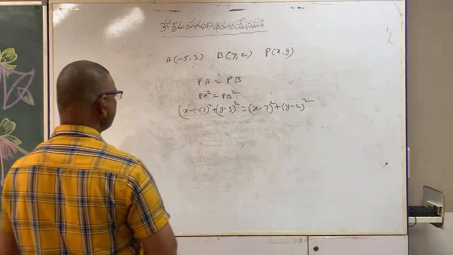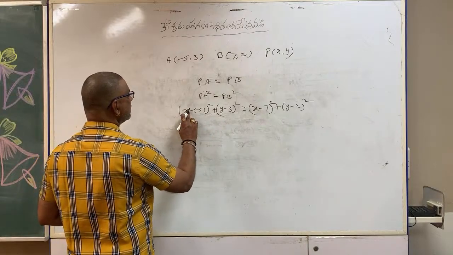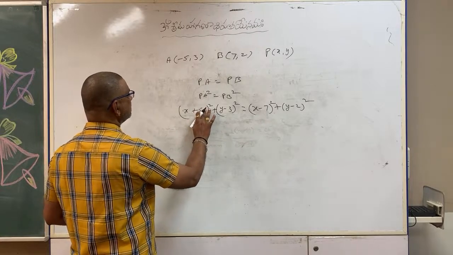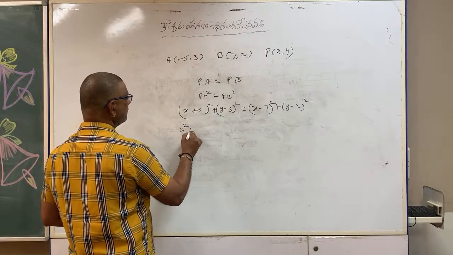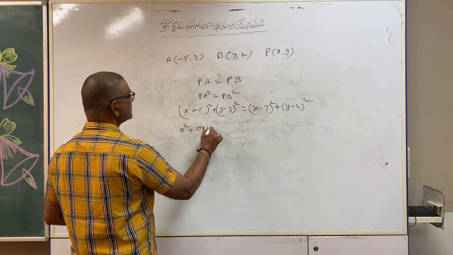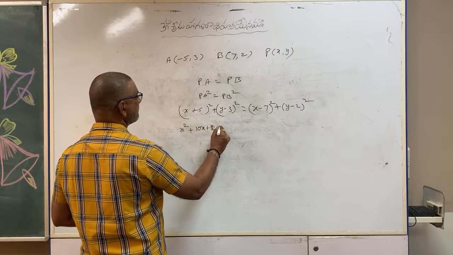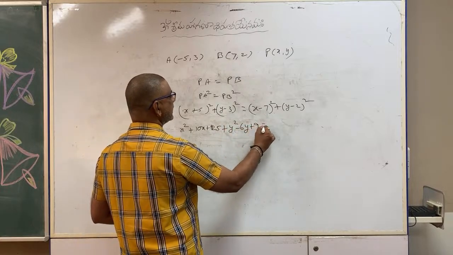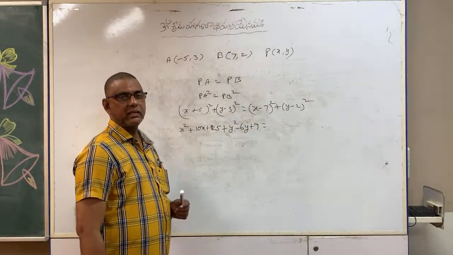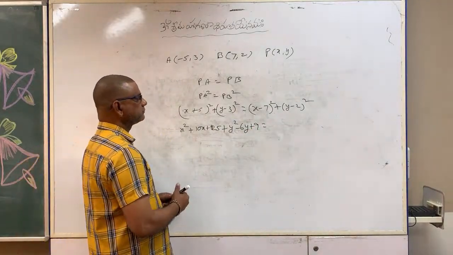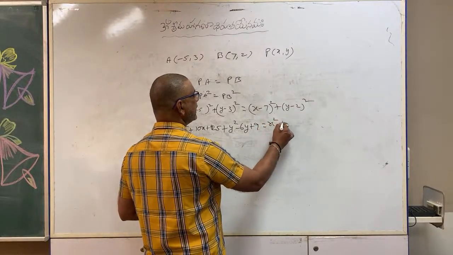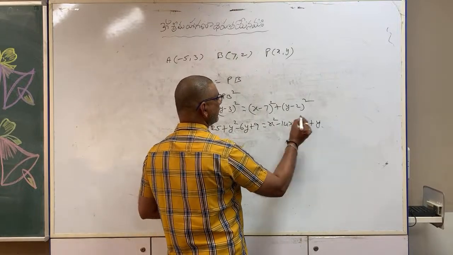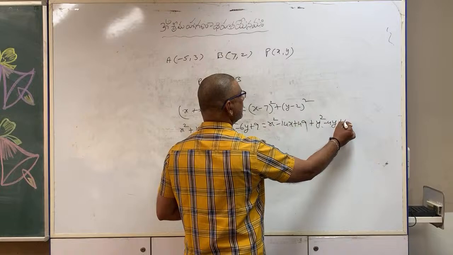Now simplify this. This becomes (x plus 5) whole squared, which is a squared plus 2ab plus b squared, and here y squared minus 6y plus 9. Apply the (a plus b) whole squared and (a minus b) whole squared formulas here. And here also x squared minus 14x plus 49, y squared minus 4y plus 4.